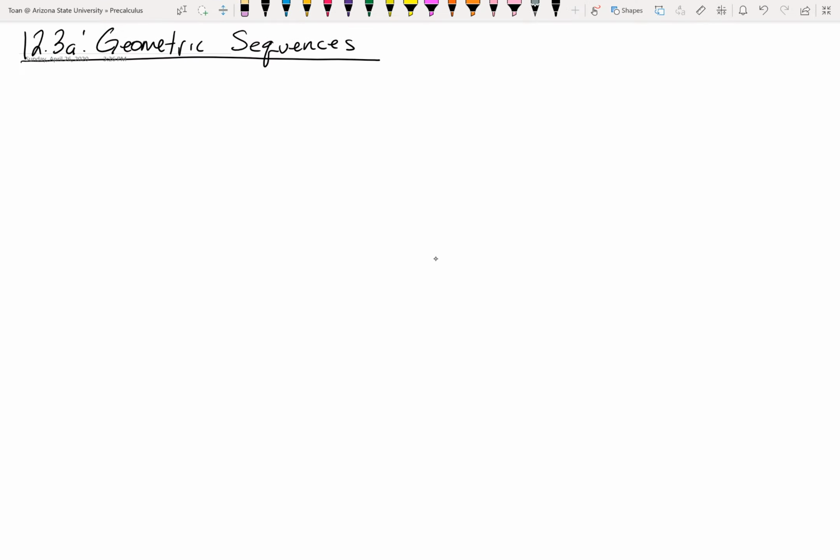Alrighty, so 12.3 will be the study of these things called geometric sequences. Last week we talked about arithmetic sequences. Let's sort of refresh our memories on those.